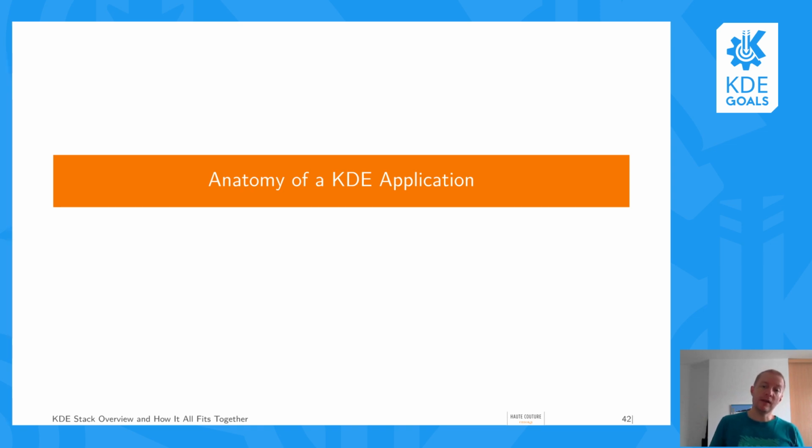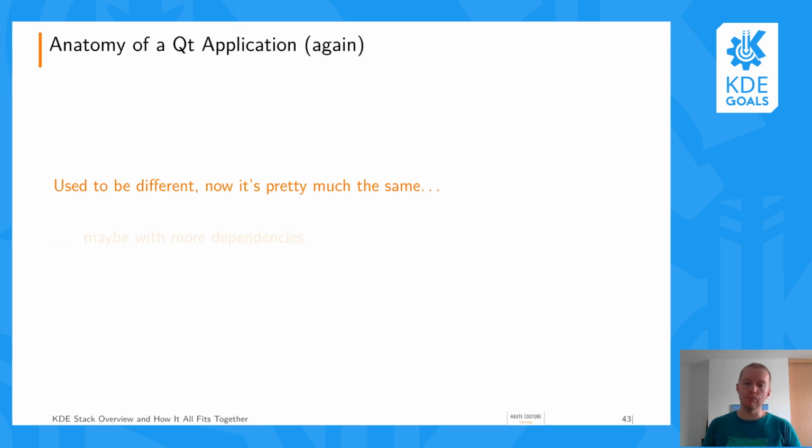All right, the anatomy of a KDE application now. Well, the anatomy of a KDE application, that's pretty much the anatomy of a Qt application. Again, it used to be different, but now it's pretty much the same. It's just that generally we have more dependencies. That is, if we want to draw a line, I would say that nowadays a Qt application is an application which uses only Qt. A KDE application will be an application which uses Qt and KDE Frameworks.